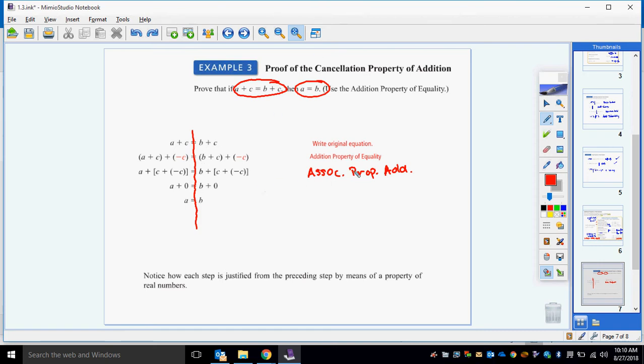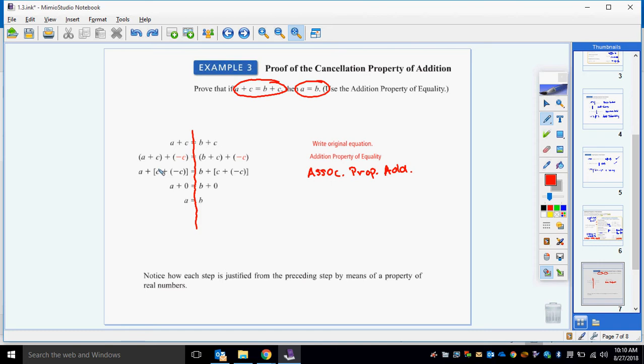Okay, so we filled in the property for the third line. Now we're looking at how we get from the third line to the fourth line, and we're naming that property. So what happened? A lot of stuff is different now. A plus C plus a negative C changed to A plus 0. My A stays the same, but now this grouping part became 0. So C and a negative C added together equals 0.